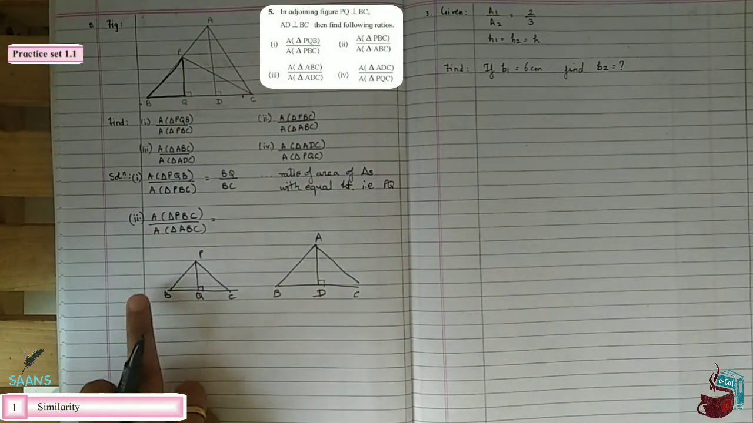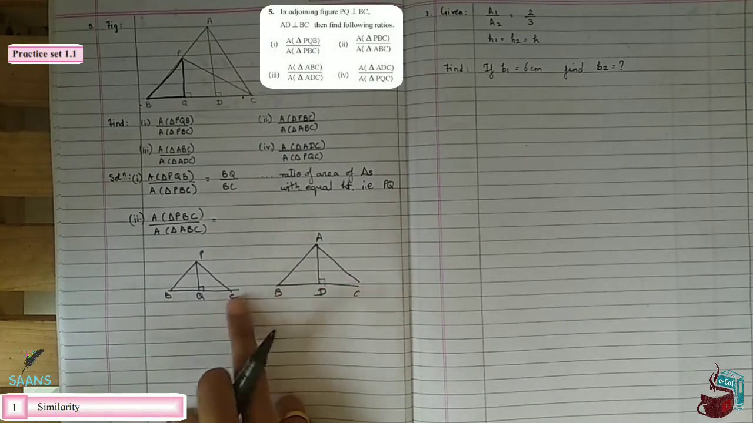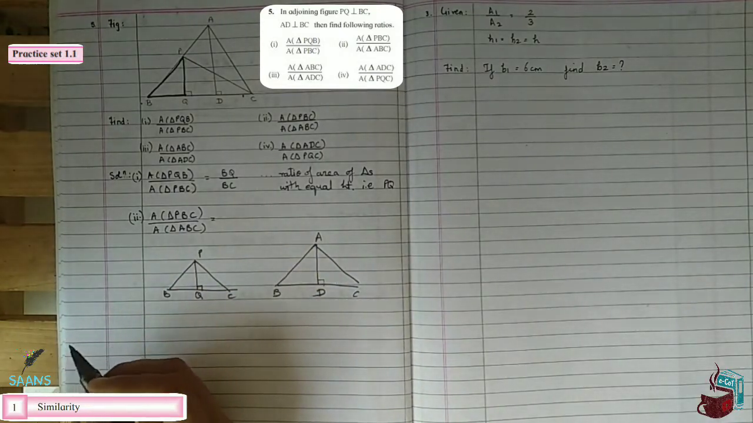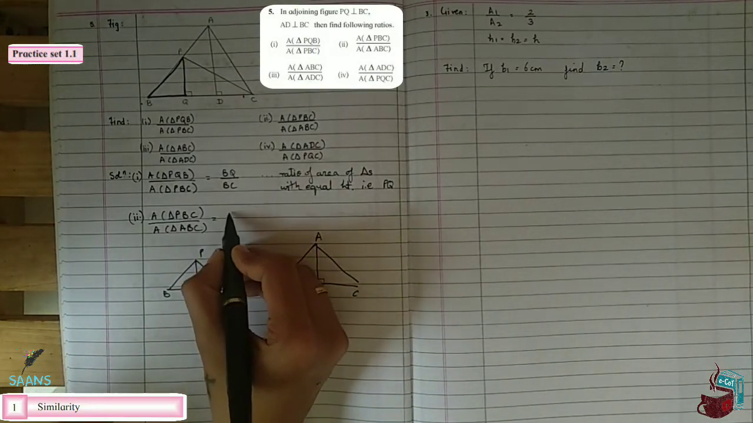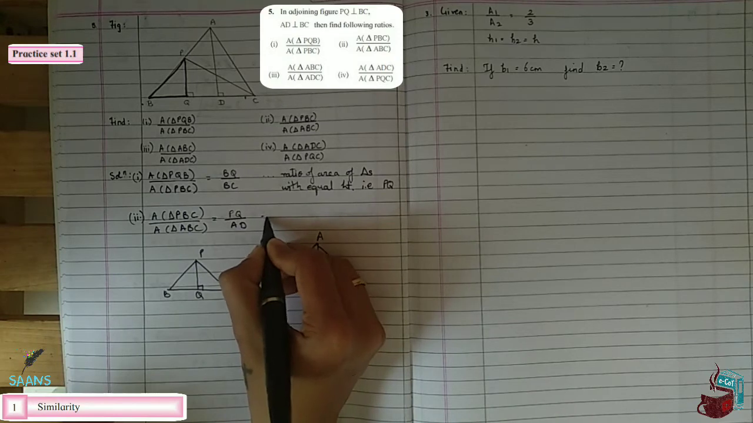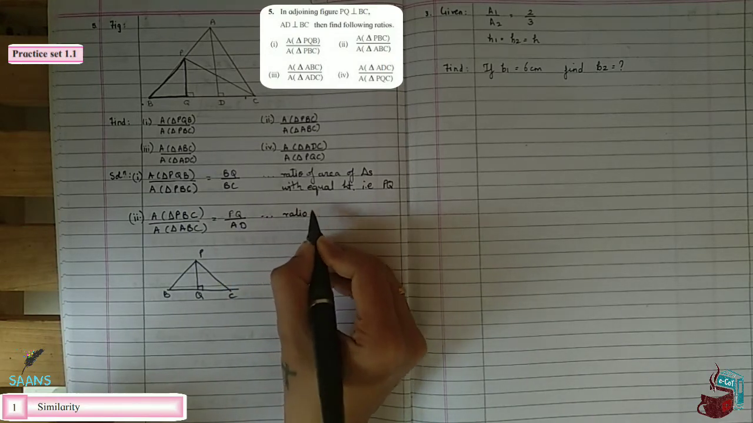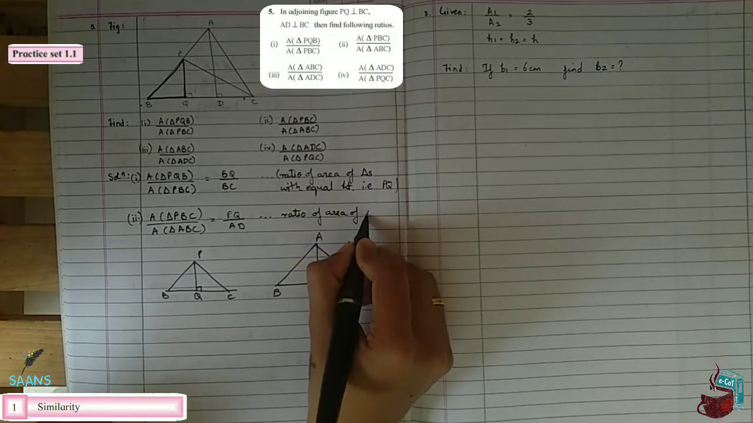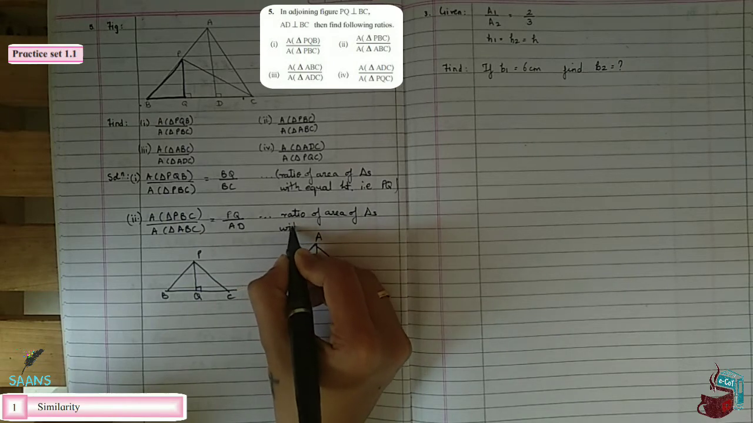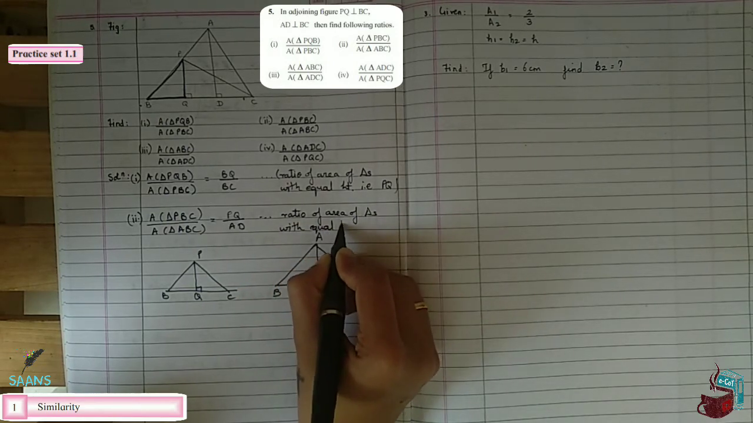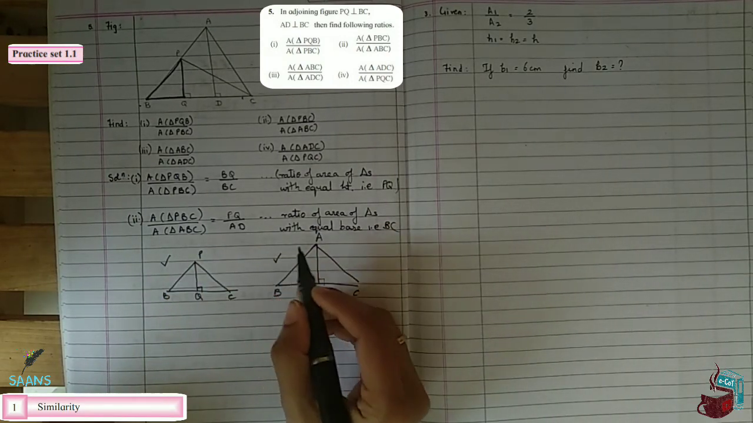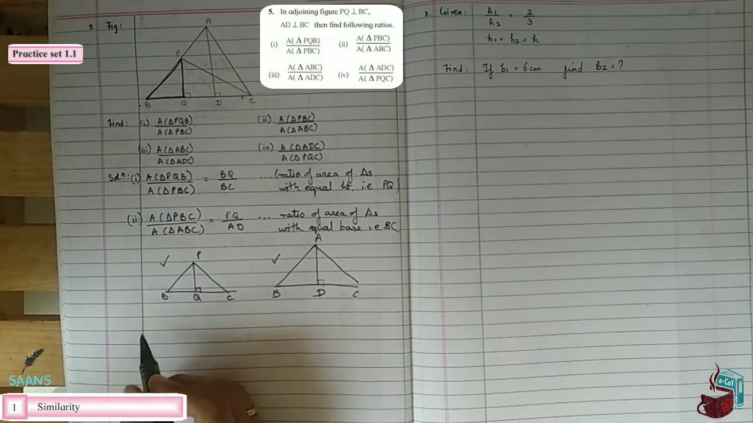So PBC, BC is the base, common base, but both have different heights. So PBC upon ABC is nothing but PQ upon AD. What will you write? Ratio of area of triangles with equal base, that is BC. This I have drawn only for understanding purposes. You can draw the triangles separately also.